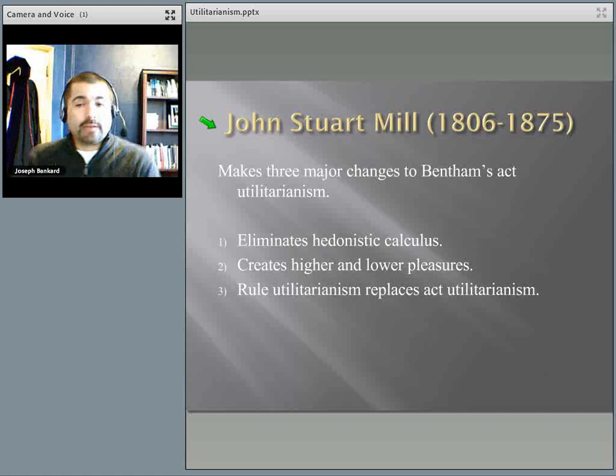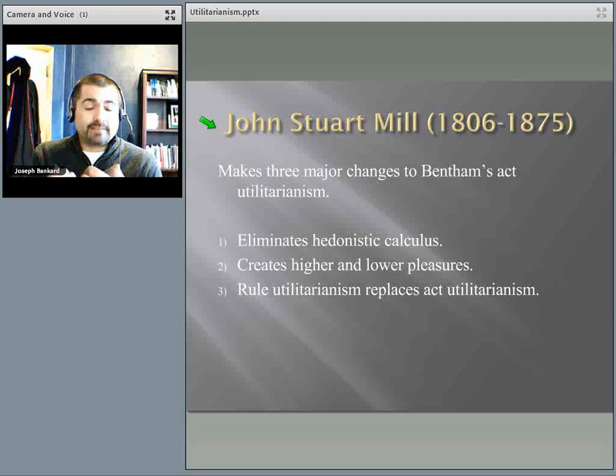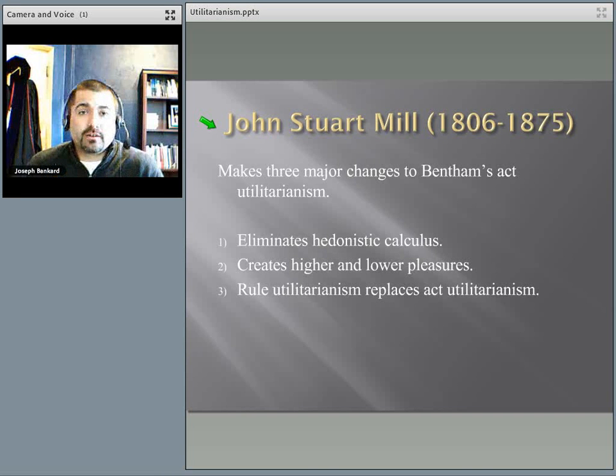So I'll be asking you about some of the differences, and I want you to be able to articulate that. Jeremy Bentham came up with act, John Stuart Mill, rule. John Stuart Mill made three changes to his godfather's moral theory. One, he eliminates the hedonistic calculus. We didn't talk about this much, but it is in the reading.